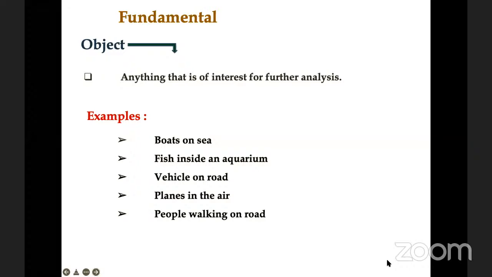If you see one boat, you feel a little shaky. If you see 10 boats around, you feel more comfortable. The reason is that you are capable of measuring the length as well as the other statistics of the boat when there are many boats. When it is only a single boat, you are not able to measure the statistics of the boat, and that's why you feel a little uncomfortable. A fish inside an aquarium is an object of interest. Vehicles on the road, planes in the air, people walking on the road. These are some examples of the objects and articles of interest to us.